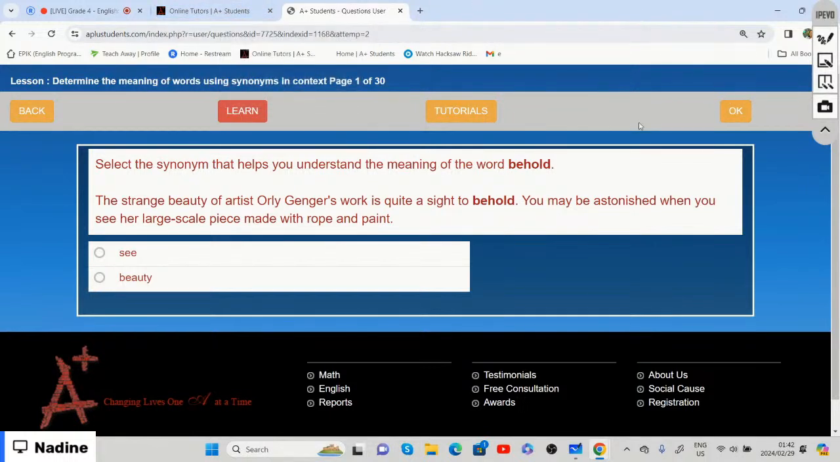So we need to select the synonym that helps us to understand the meaning of the word behold. It says the strange beauty of artist Oli Ginger's work is quite a sight to behold. You may be astonished when you see her large scale piece made with rope and painting. So, behold, is it to see?